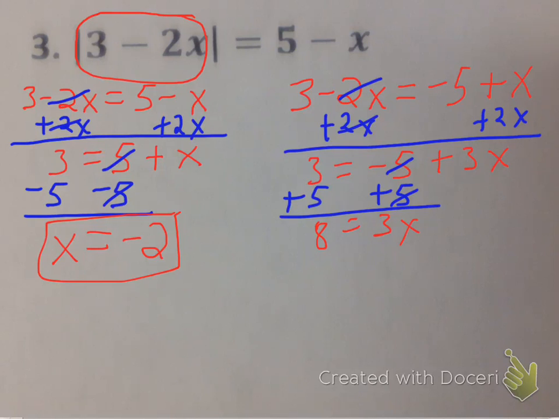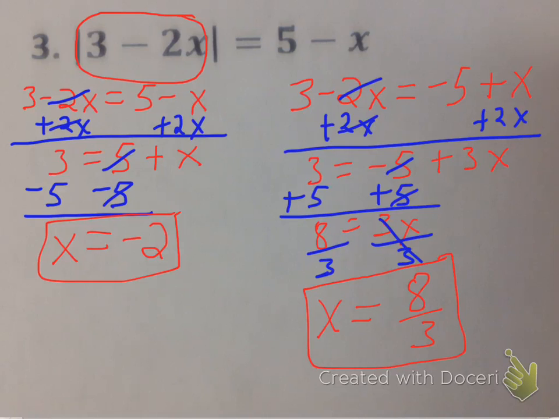So now I want to get the x by itself, so I divide by 3, and that leaves us with x equals 8/3. That won't divide evenly, so I just leave it as 8/3. On this one, I substitute back in, make sure that it works out correctly.